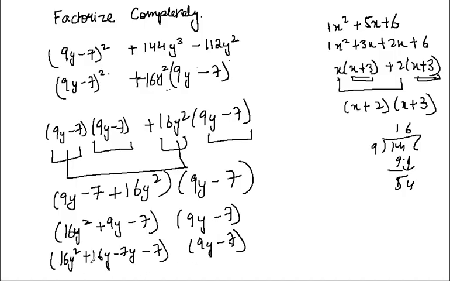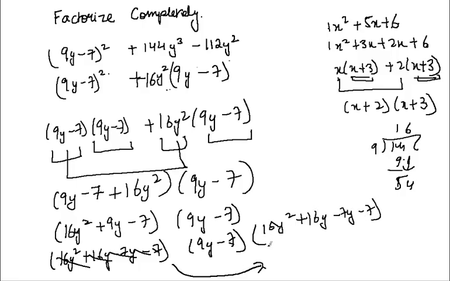What can we take common here? I'll write this bracket here. I'll basically cut it and make some space and write it as 16y square plus 16y minus 7y minus 7. I can take 16y common, so y plus 1 goes in. And I take minus 7 common, so y plus 1 again goes in.